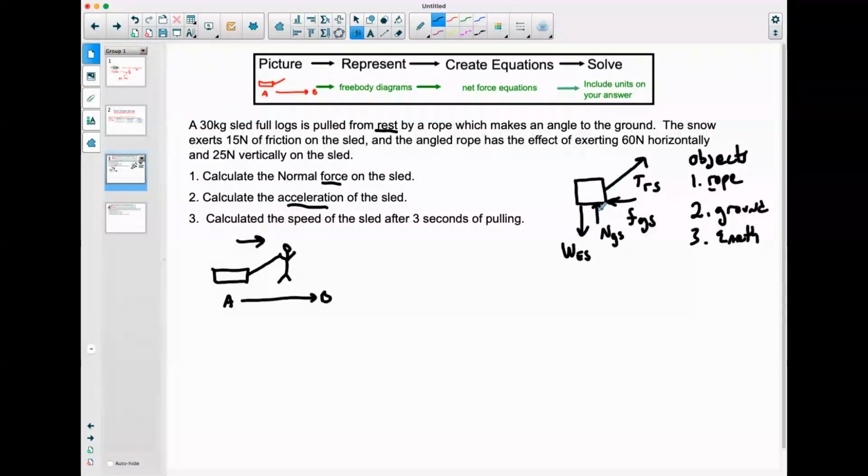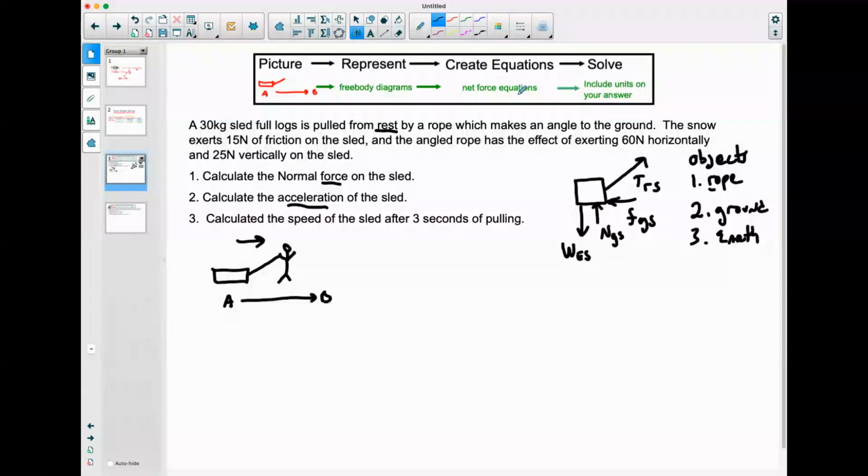And the normal force and the rope upward pull, therefore, must balance the weight. So that's why I drew them like that. And none of these vectors can I draw the little slash marks because none of them are obviously equal. Now the next thing I want to do is set up my net force equations. After I picture and represent, now I'm going to create my equations.